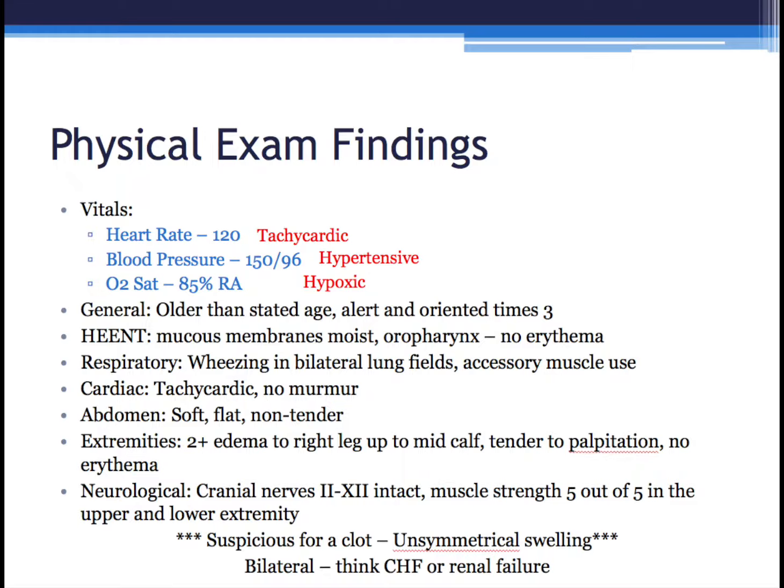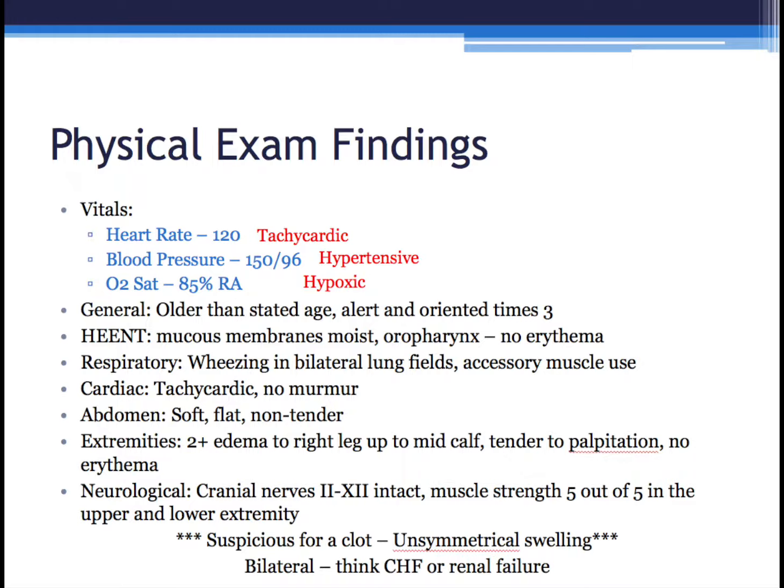Cardiac exam, she's got a tachycardic exam, no murmur, abdomen soft, flat, non-tender. Extremities, so despite the patient stating that she had no swelling in her legs on her HPI, on our exam we find that she's got 2+ edema on her right leg up to her mid-calf, which is tender to palpation with no erythema. So this goes to show, as you know, in any patient that you encounter in an emergency room, that the story may not necessarily match your physical exam or what you may find throughout the emergency visit.